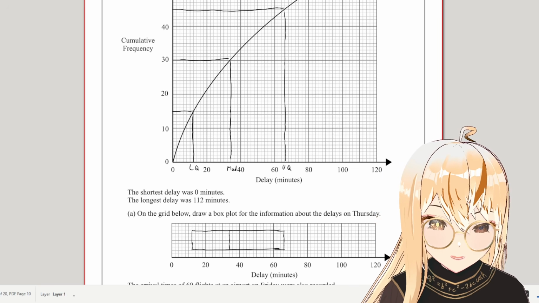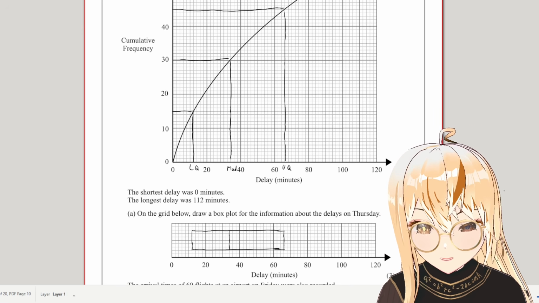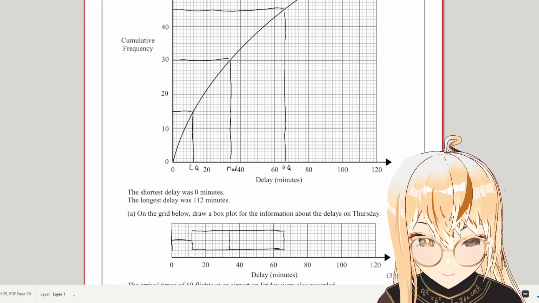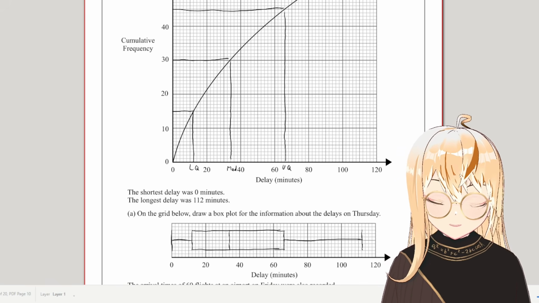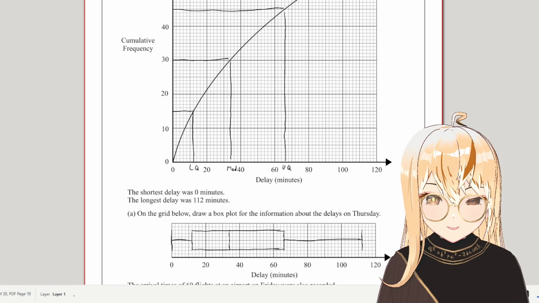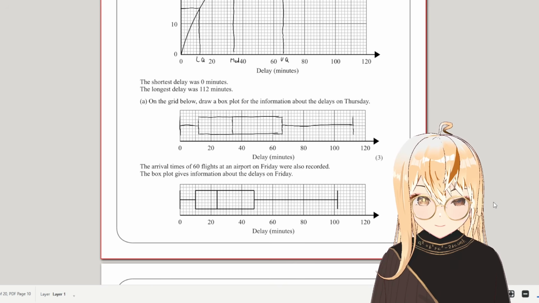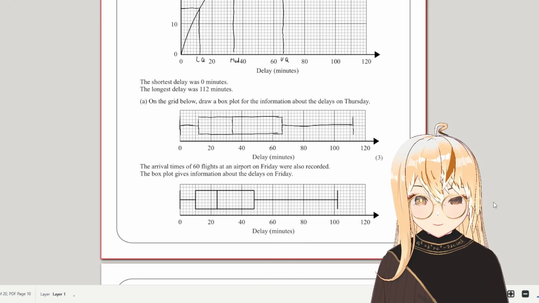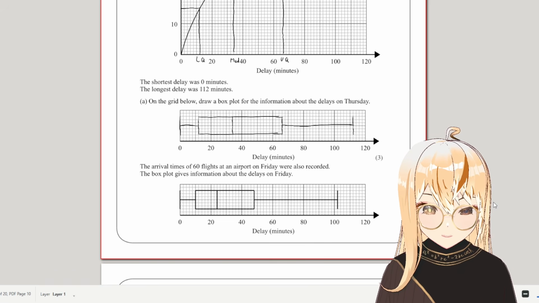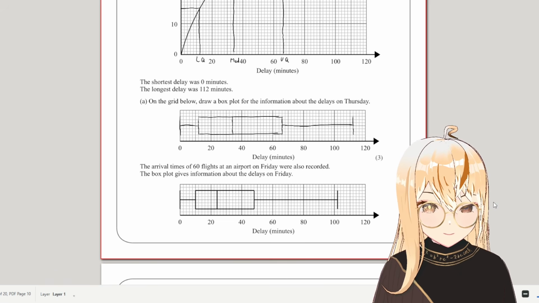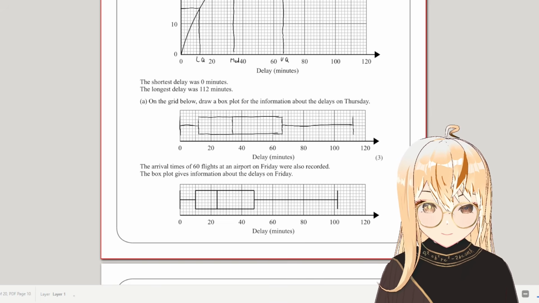Now we've got our box, so we can do our whiskers with 0 and 112. Excuse my box plot, I'm a little bit lazy to use a ruler. Okay, let's compare our distributions. So the delays on Thursday were longer on average because the median was greater, and the spread of delays on Thursday is wider because the interquartile range is larger.